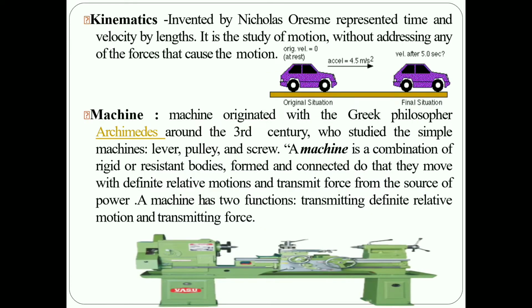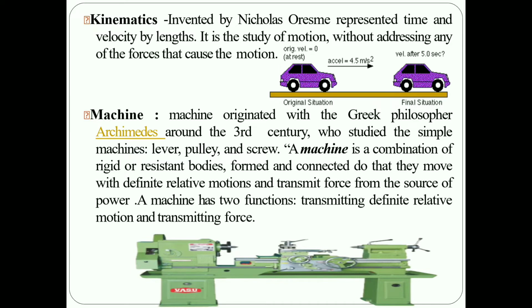What is meant by kinematics? Invented by Nicholas Orme, represented time and velocity by length. It is the study of motion without addressing any of the force that caused the motion. It is called as a kinematic. It does not consider any force acting along it.